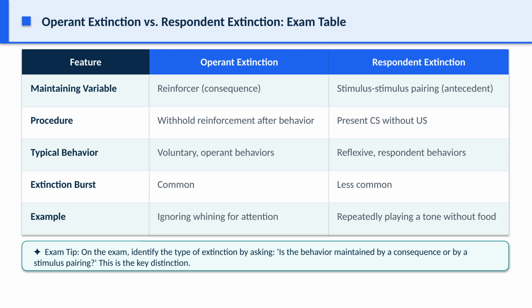A key exam point is the extinction burst, a temporary increase in behavior, which is common in operant extinction but less so in respondent extinction. Why? Because operant behaviors are shaped by their history of reinforcement, making the sudden loss of that reinforcer more disruptive. Respondent behaviors, being reflexive, are less prone to that initial spike. Memorizing this table helps you quickly differentiate procedures and predict client responses on scenario-based exam questions.